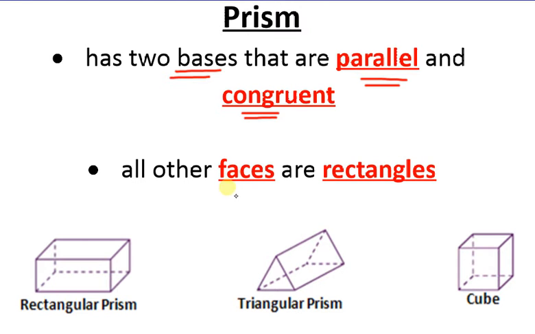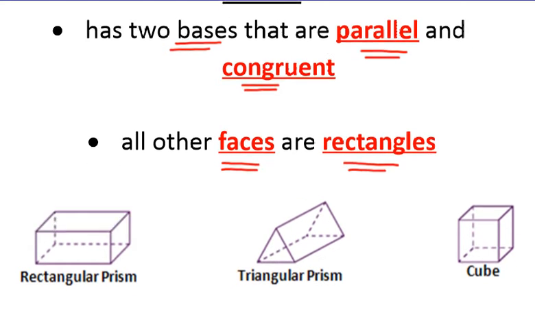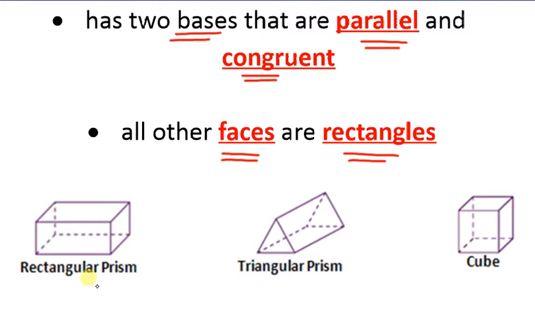All the other faces of a prism are rectangles. And this will make more sense once we start to play around with some of the shapes. But here we have a rectangular prism. Here we have a triangular prism because we have these triangle bases right here. And here we have a cube.